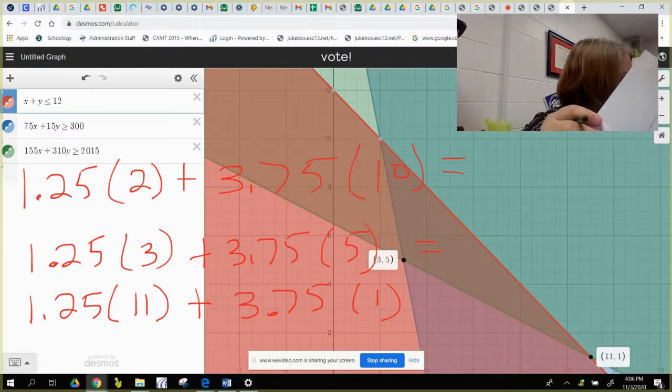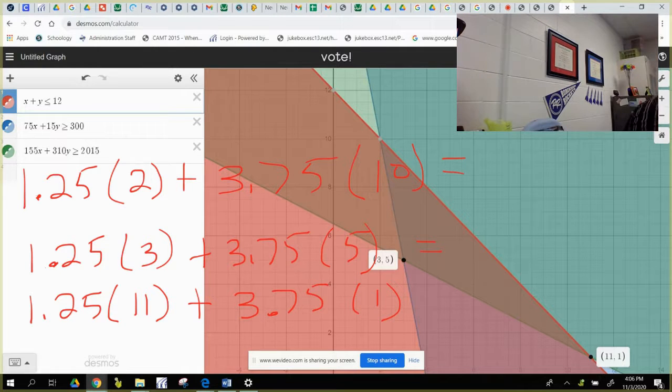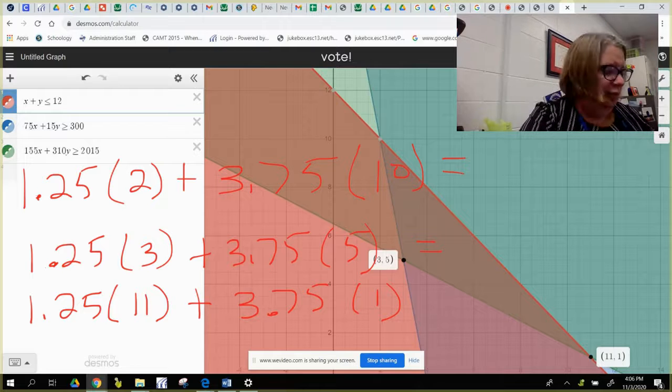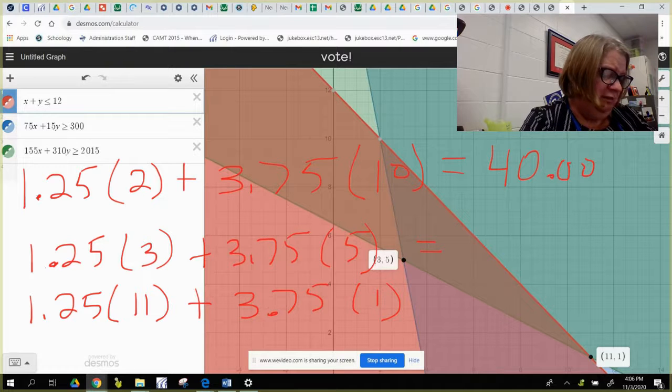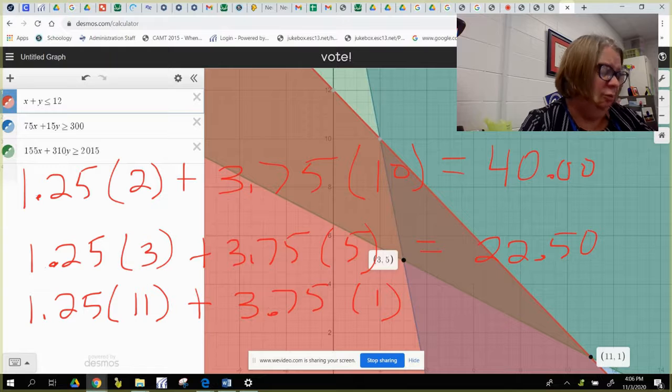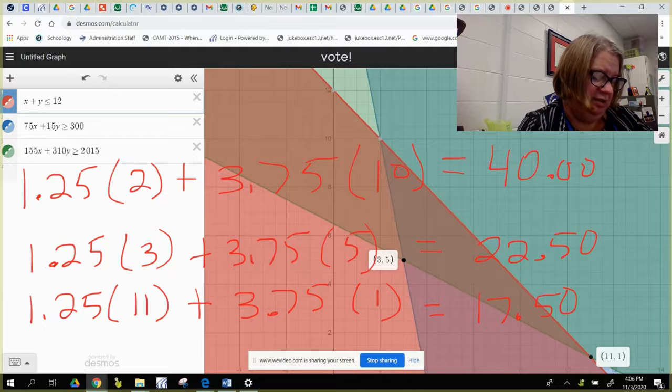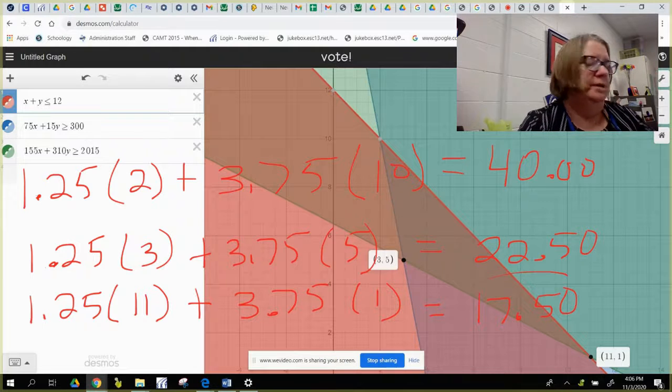So then we just do the math there and figure out the prices. And then we can use that to figure out minimum is the lowest, maximum is the highest. Now these are prices for one soldier for one day, but if we figure out that, the rest is easy. Okay, so 2, 10 came out to $40. 3 power bars and 5 mini meals came out to $22.50. This is for one soldier for one day. 11 power bars and 1 mini meal came out to $17.50. That is one soldier for one day.